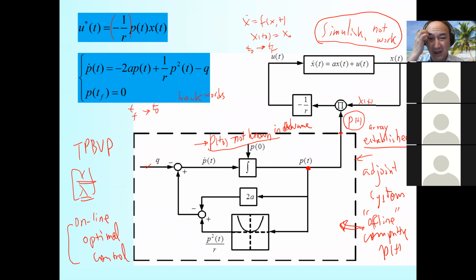So there are two different time directions. The time direction for this is from T0 to TF, but this whole system here is from TF to T0. How can you integrate the differential equation in Simulink to reverse the time axis? No, you cannot.